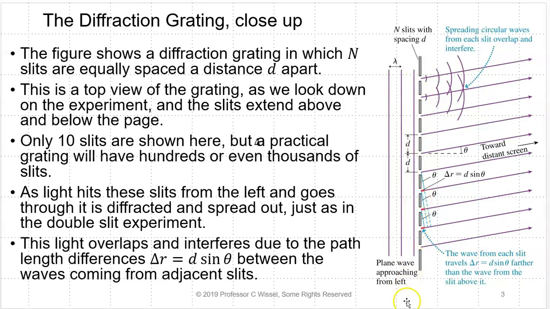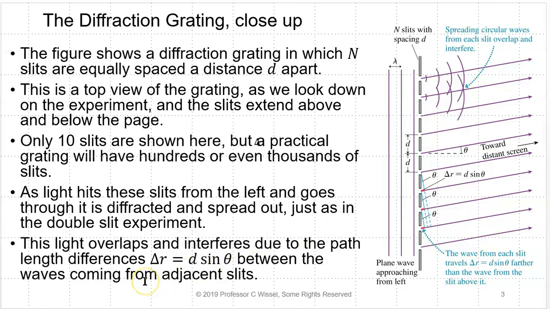We're looking down on a diffraction grating. The light is coming over from the left. There are N slits that are spaced a distance d apart, and this is the top view of the grating as we look down on the experiment. The slits extend above and below the page. We're only showing 10 of the slits here, but a practical grating will have hundreds or even thousands, even tens of thousands of slits. As the light hits these slits from the left and goes through, it is diffracted and spread out just as it was in the double slit experiment.